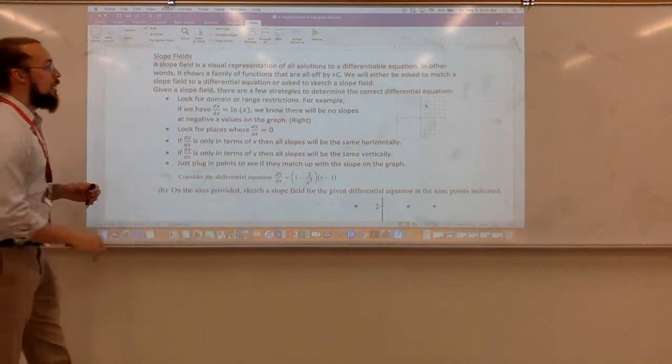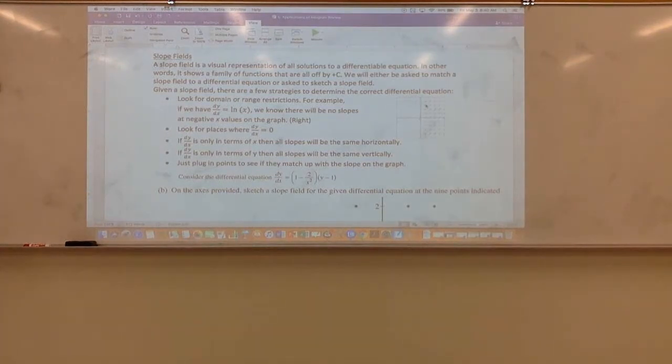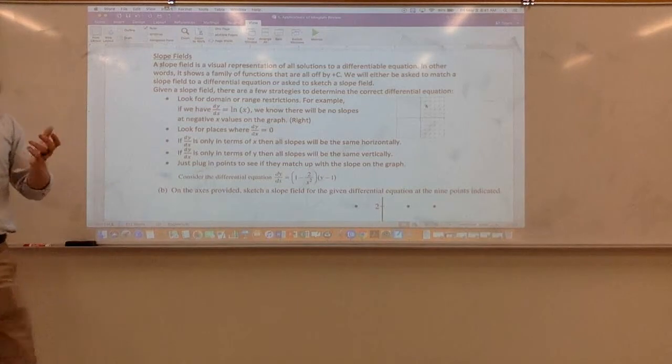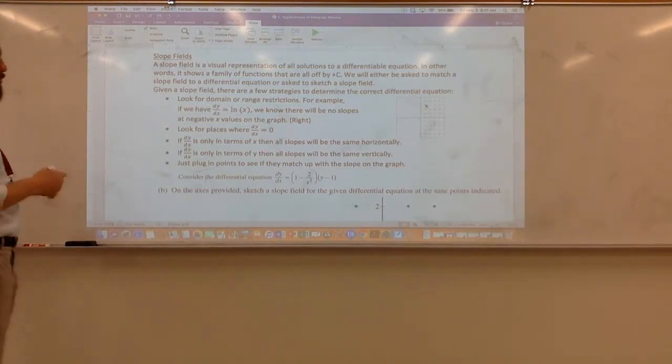So a slope field is just a visual representation of all the possible solutions to a differential equation. It just shows a family of functions that take plus c into account. So generally for a slope field, we'll either be asked to match a slope field to its differential equation or asked to sketch a slope field if it's a free response type of question.